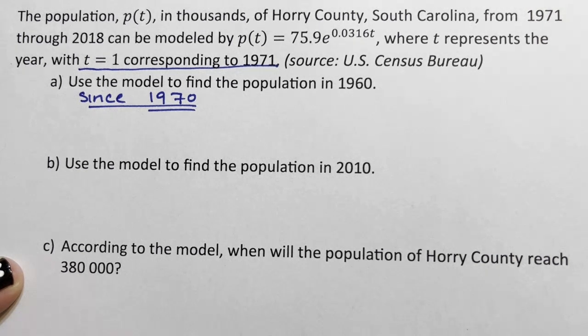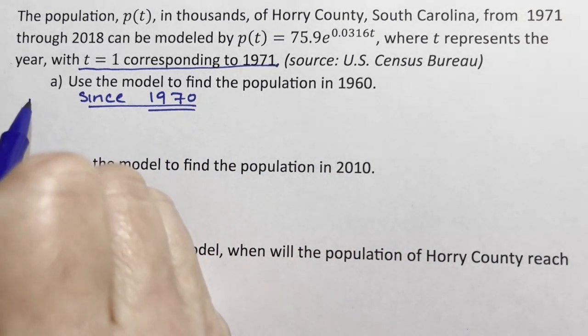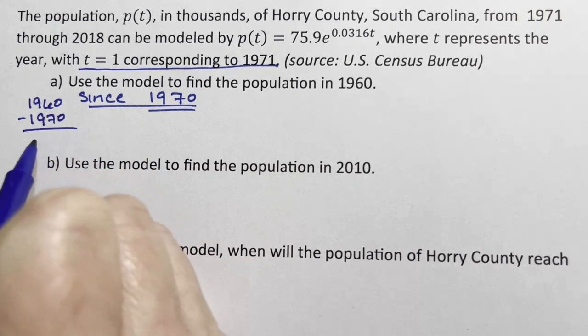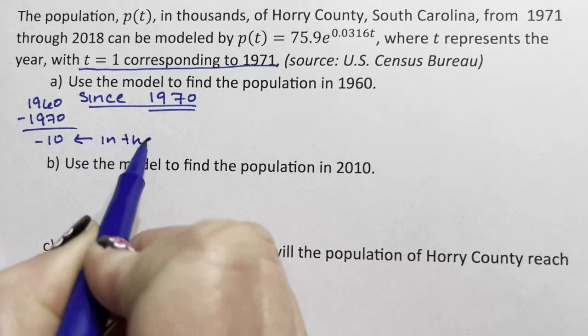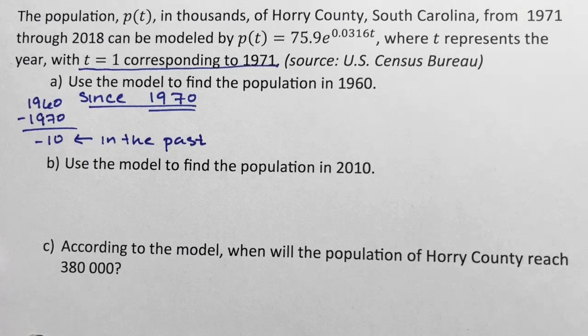Okay, it says use the model to find the population in 1960. I always take the question minus the reference year, so 1960 minus 1970. This is going to be -10. A negative year just means in the past. We are fine with negative years. It just means in the past.